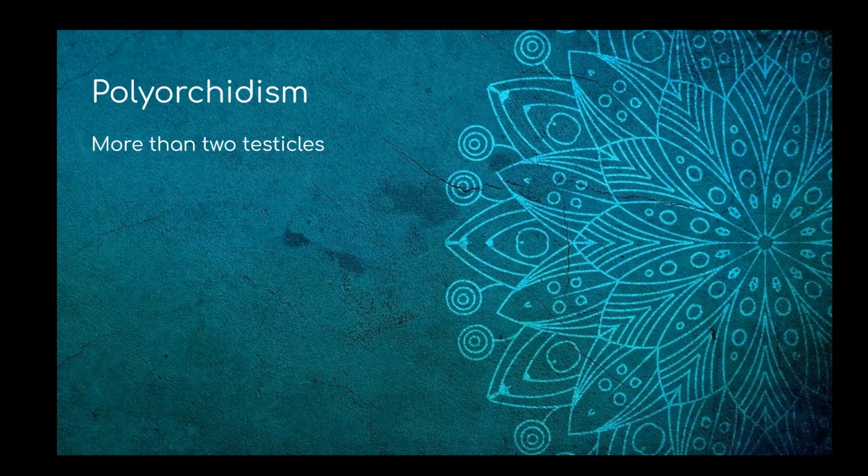Polyorchidism then is having more than the 2 testicles that you're supposed to have. So it's a really pretty rare disease. More often than not, it's on the left side, and that 3rd testicle is usually a little bit smaller and not as functional as the other 2.